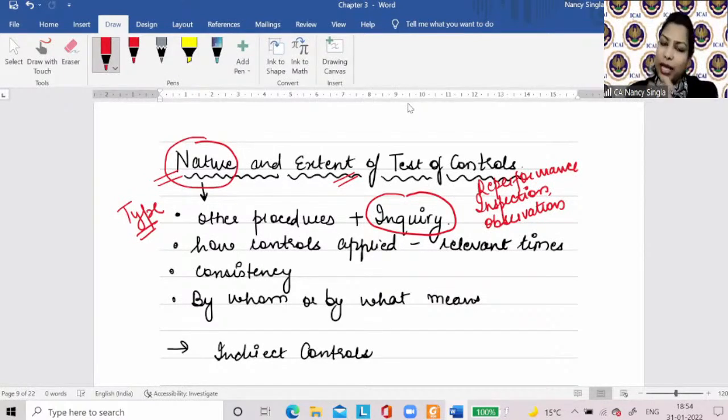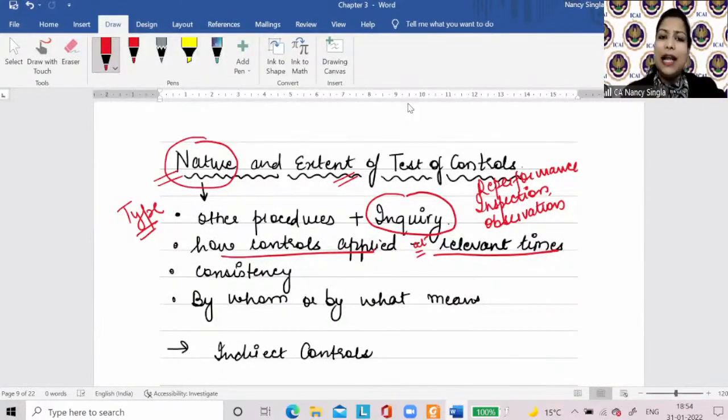So any internal control that has been implemented, inquiry you will be doing. Along with that, since inquiry alone does not provide you sufficient appropriate audit evidence, you may perform other procedures like inspection, observation, or re-performance. ठीक है? And what extent of checking you are going to perform with respect to internal controls, you will see that how the controls are applied at relevant times. We will read this through the module. अभी के लिए try to understand.